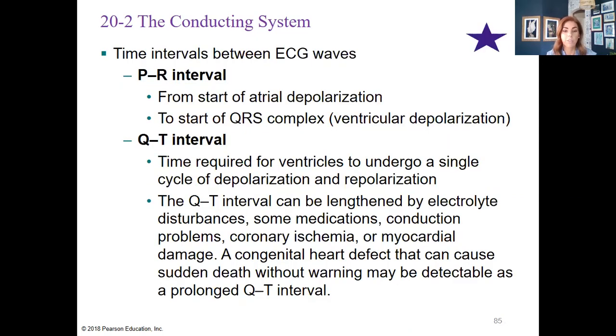There are other things that you can also see on the ECG, such as the PR interval. So this is from the start of the atrial depolarization to the start of ventricular depolarization. The QT interval is how much time is required for the ventricles to undergo a single cycle of depolarization and repolarization, so a single action potential. The reason why this one is important is because this can be disturbed, it can be lengthened by a number of different things. It could be something as simple as an electrolyte imbalance, so an imbalance maybe in potassium and sodium, or it could be something way more severe than that.